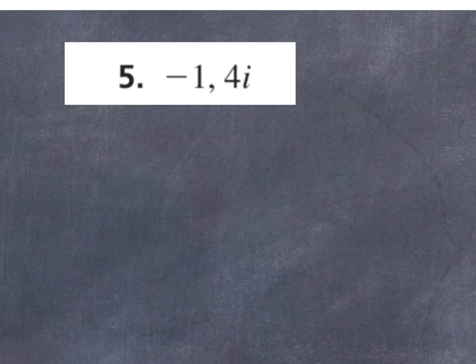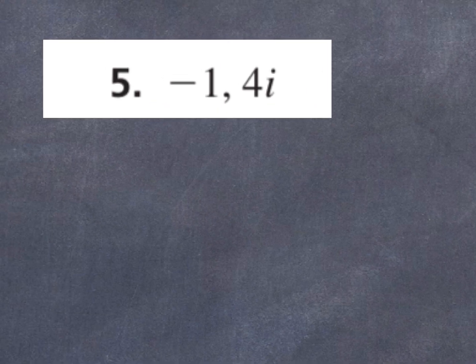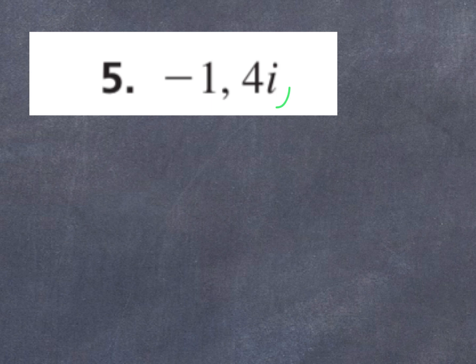All right, so we have the zeros of negative 1 and 4i. Are we missing any? What is the conjugate of 4i? Negative 4i.